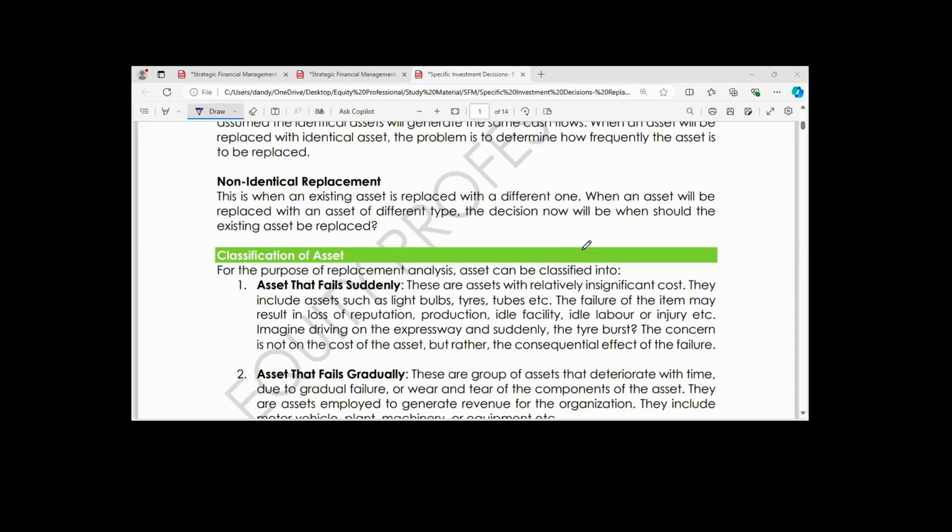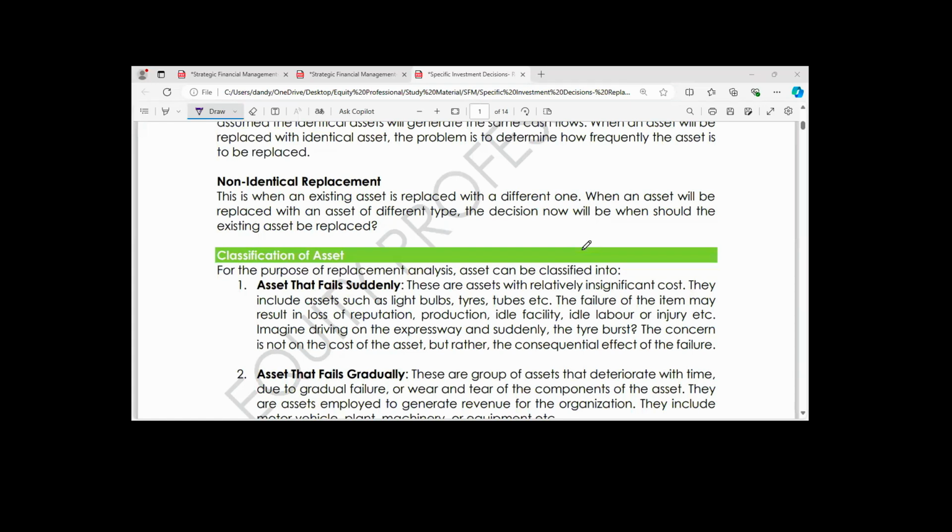These are assets with immaterial costs, but the consequential effect of the failure is what the company wants to guard against. Imagine having a VIP meeting in your office, and all of a sudden, the light just went off and everywhere is blackout. It's an embarrassment to the management. You wouldn't want that to happen.